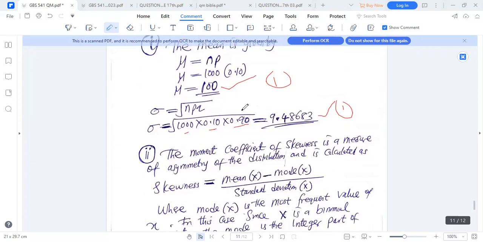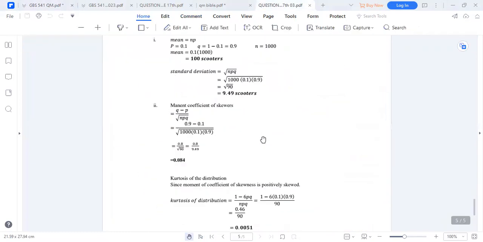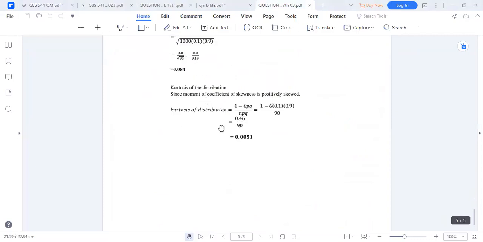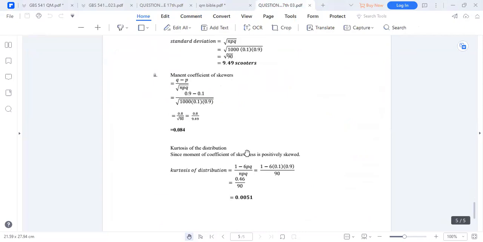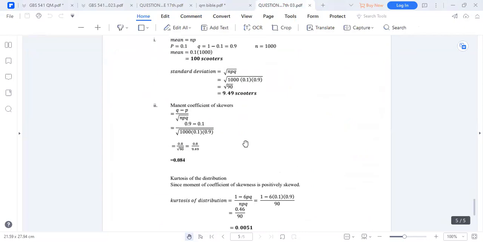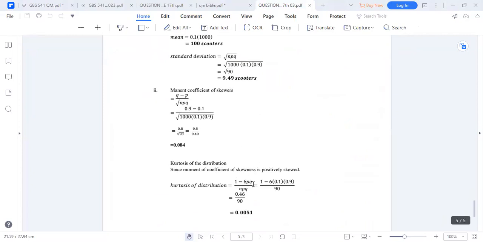If that is clear, I will go to what is called the kurtosis. So the kurtosis of the distribution is given by 1 minus 6PQ over NPQ. All right. So our kurtosis is 1 minus 6PQ over NPQ.